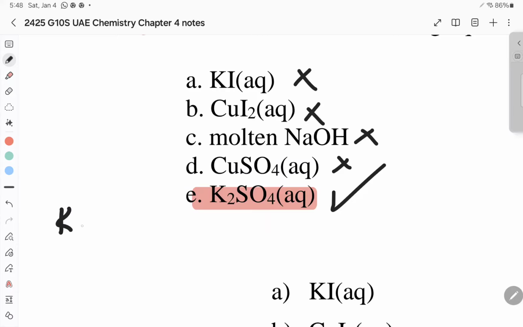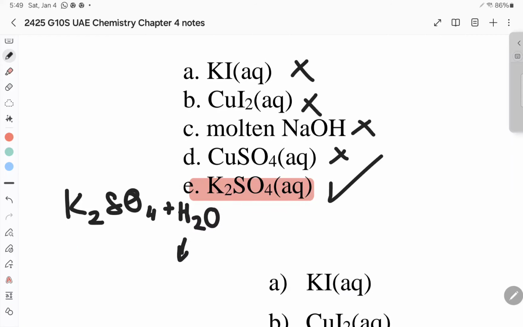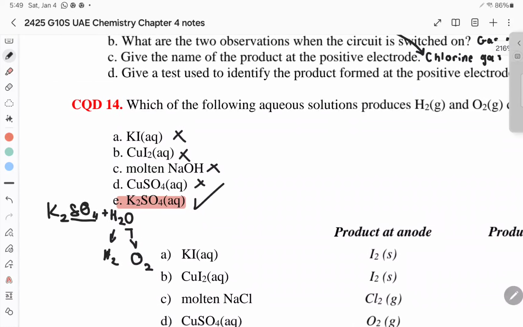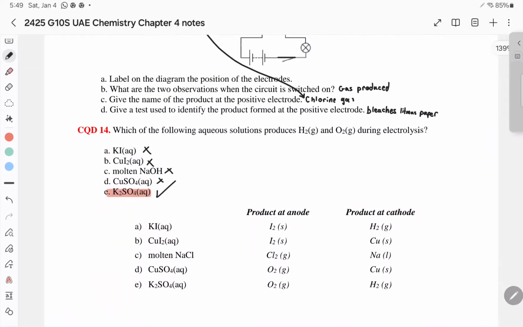Now here, K2SO4 plus H2O. Between the K and the H2O, the H plus has a higher tendency to form, so it's going to form hydrogen gas, H2 gas. Between the SO4 and the OH, the OH has a higher tendency to form, so the oxygen gas is going to form. So here you have both hydrogen and oxygen gas, making E the correct answer. Now moving on to the next one.